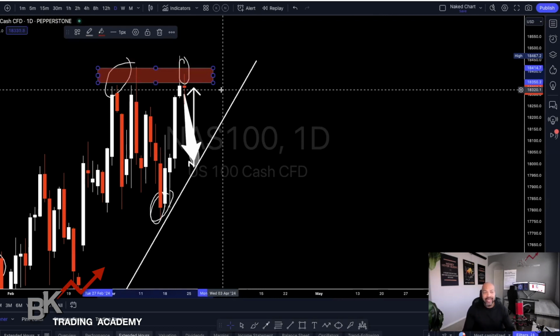Now, notice I didn't use any indicators unless it was for confluence. You only want to use indicators when you know that you know that you know your price action and your market structure is on point.